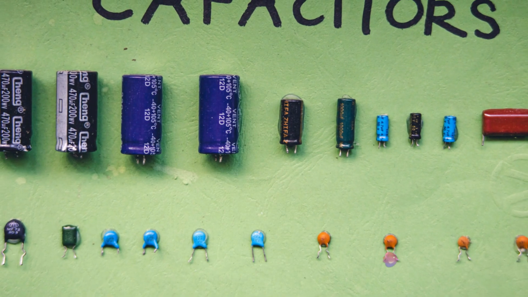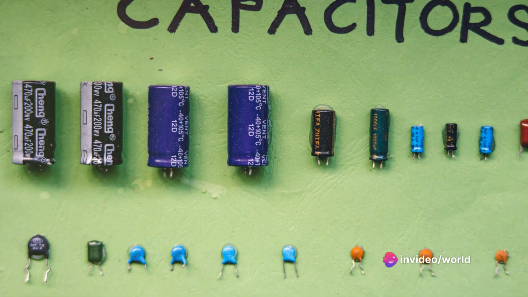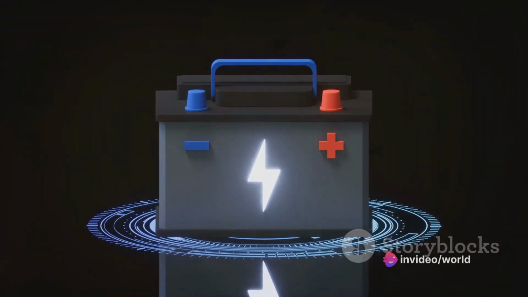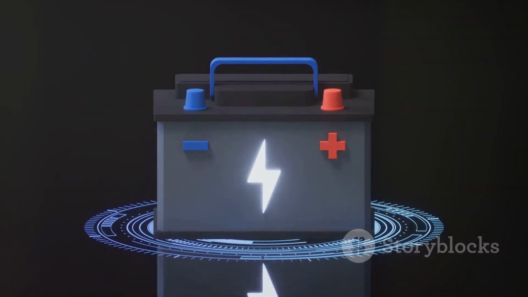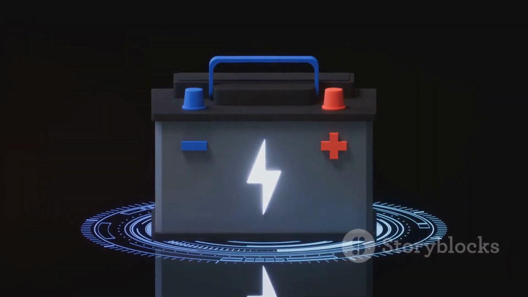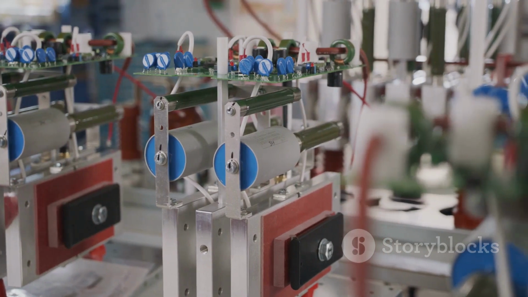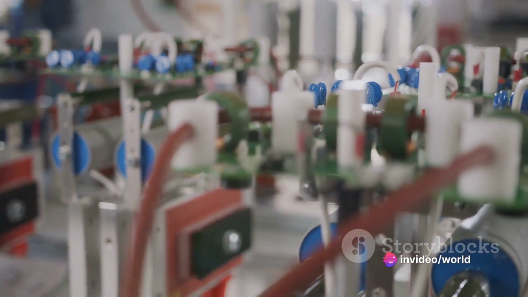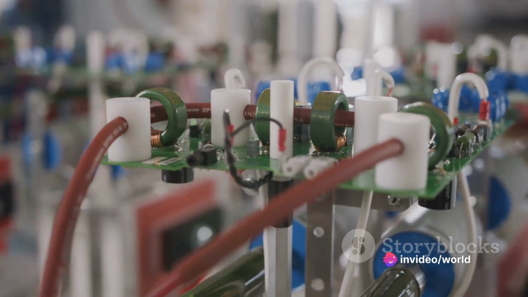The conductive plates, on the other hand, are called electrodes. These electrodes are where the electrical energy is stored. When a voltage is applied, positive charges accumulate on one plate while negative charges accumulate on the other. This separation of charges creates an electric field within the dielectric, and voila, energy is stored.